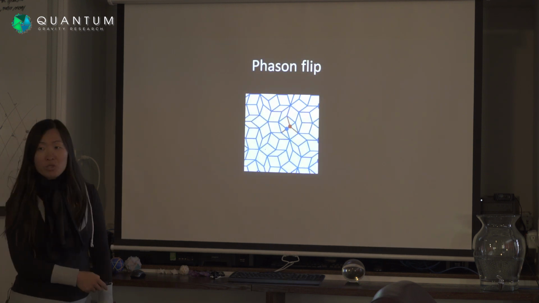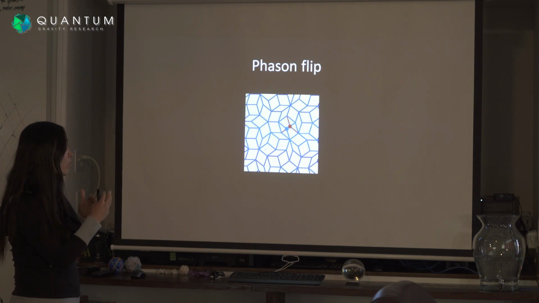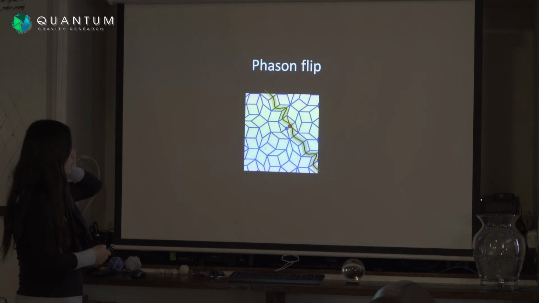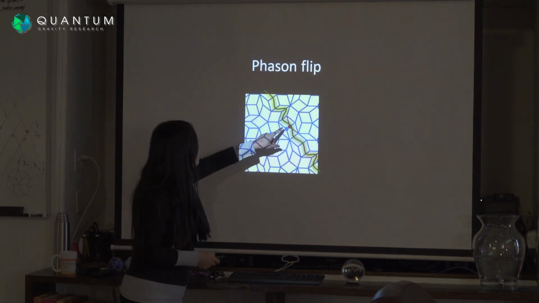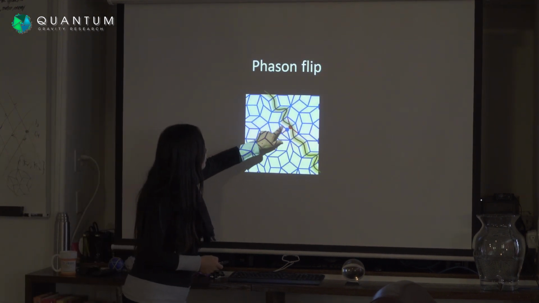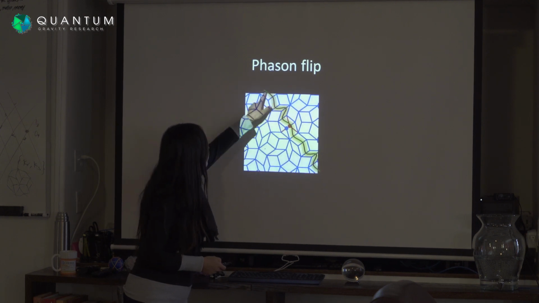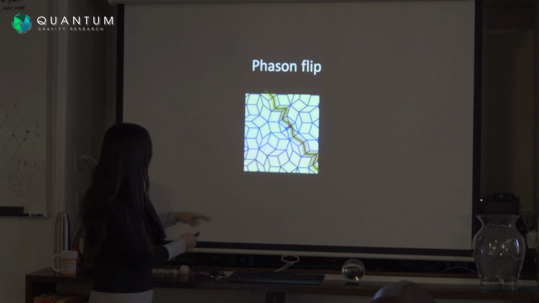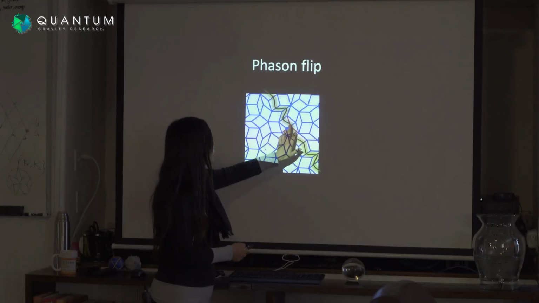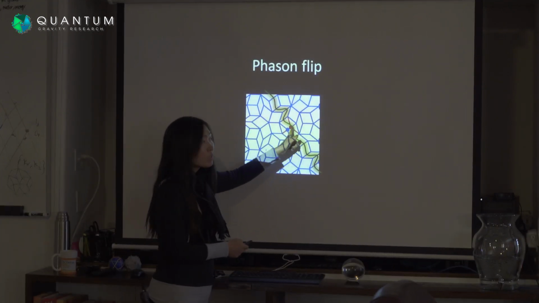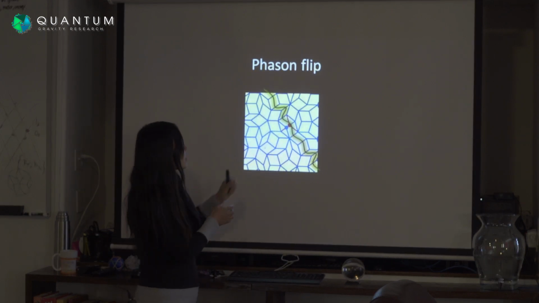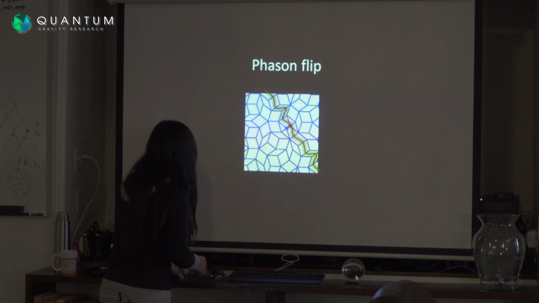And so now I'm going to show a phason flip and see how the ribbons react with a phason flip. Let's start with the blue, sorry. The ribbon will look like this going through this line. And then you can see the blue can flip to the red. That's a phason flip.